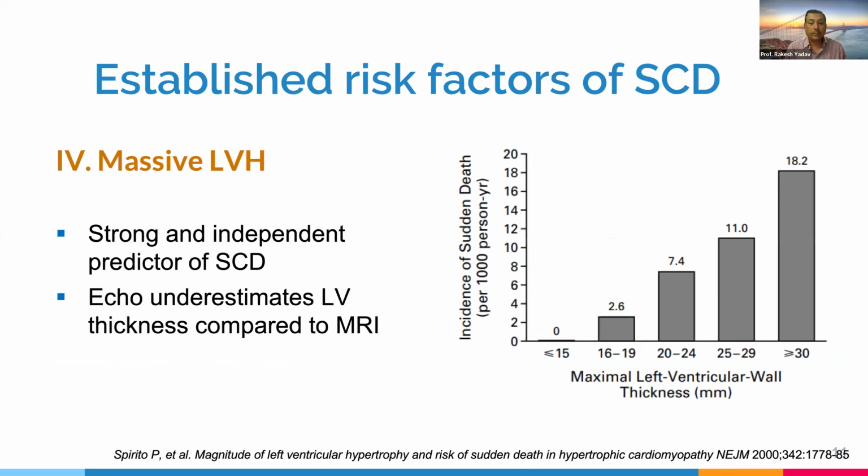Now, massive LVH. Yes, this is all based on some previous studies. If you have massive LVH, it is a strong and independent predictor of sudden cardiac death. Echo underestimates LV thickness, so MRI is now taken as the gold standard for thickness in patients with hypertrophic cardiomyopathy. As your left ventricular wall thickness increases, the chance of sudden death increases from less than 1% to around 11 to 14% if your wall thickness is more than 30 millimeters.